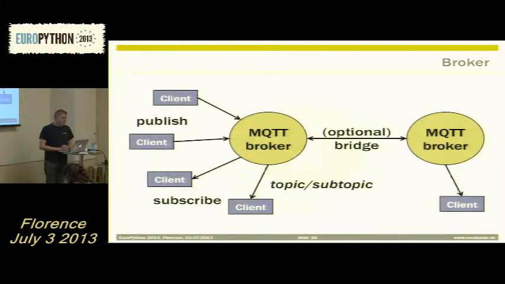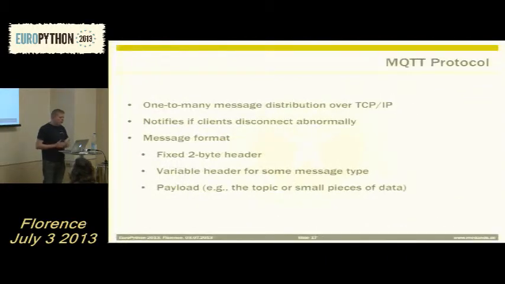Yeah, it works. You can do bridging of brokers, but this concept works very well. The MQTT protocol is one-to-many message distribution over TCP/IP. That's the basic principle. It notifies clients if they disconnect abnormally, and the message format is really simple. You have a fixed 2-byte header, then a variable header for some message types, and a payload, some kind of data, or the topic itself is a payload with the message.